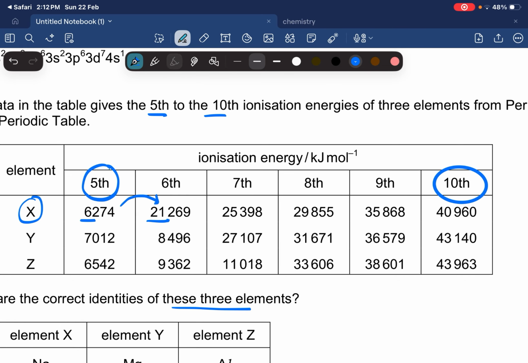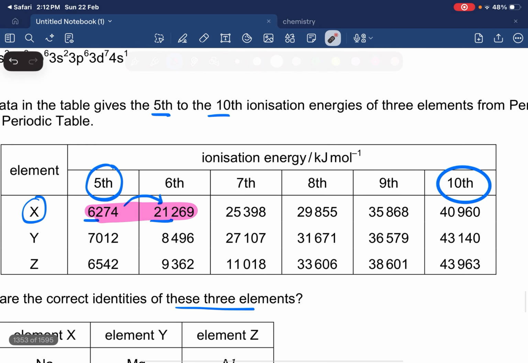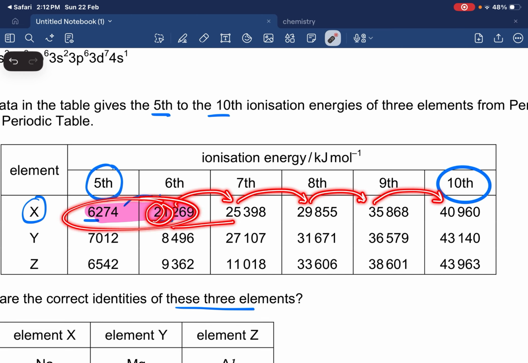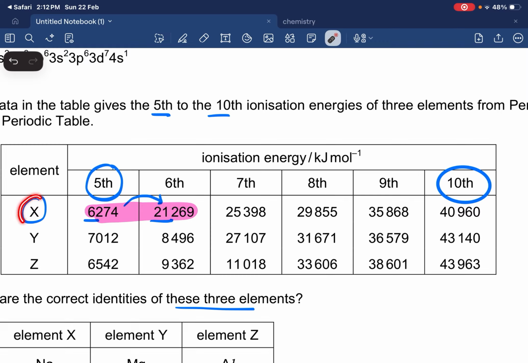So over here, I'm considering this to be my big jump. Then from 21,000 to 25,000, that's just an addition of 4,000. Then 25,000 to 29,000, again 4,000. Over here it's again almost 6,000, then again 5,000. So over here is the biggest jump that I can see. So I'm going to consider that element X has 5 electrons in the last shell, because the first 5 electrons are being taken out from the valence shell.